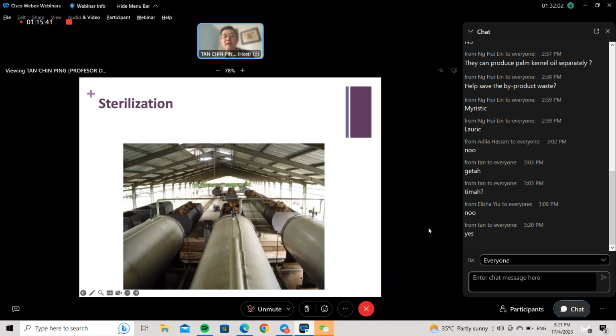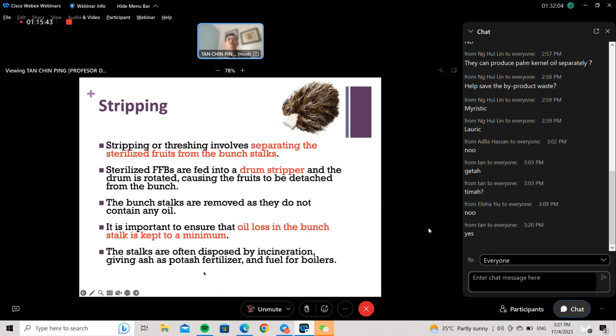Then after the cooking process, you will need to strip the fruits. If you look at the top part of the bunch, you see now there are no fruits. So these are called EFB. If someone says, oh, this is EFB, how much is your EFB and so on, they are referring to empty fruit bunch.